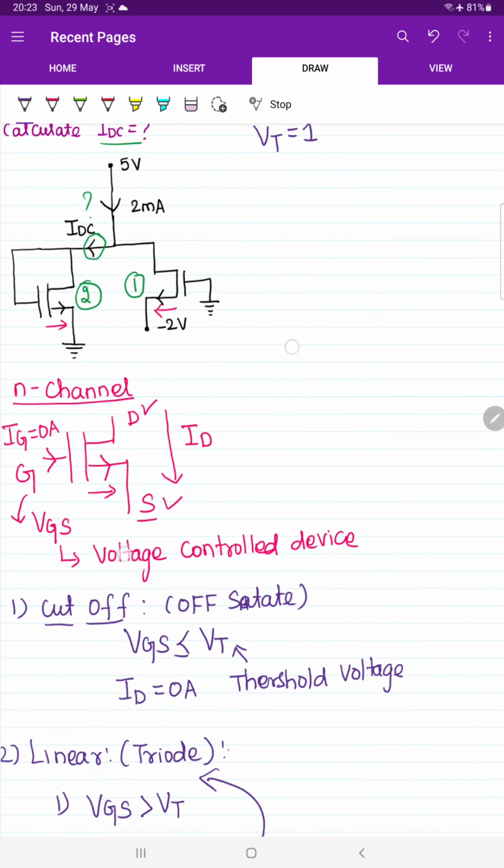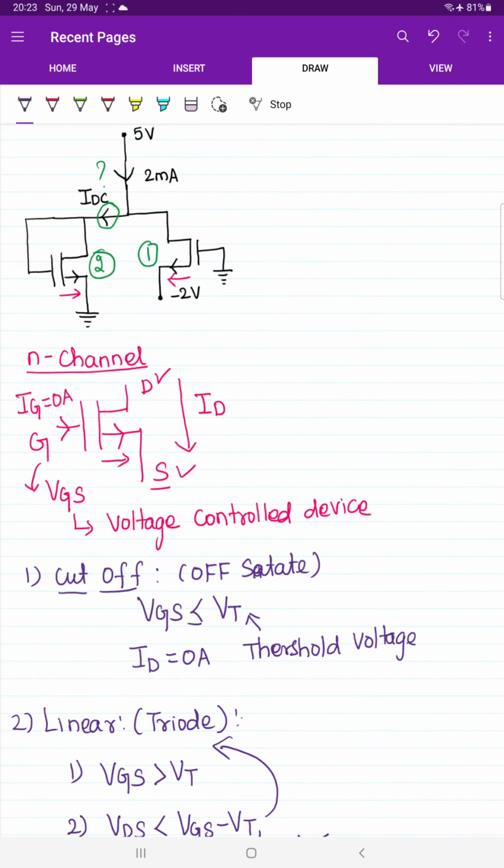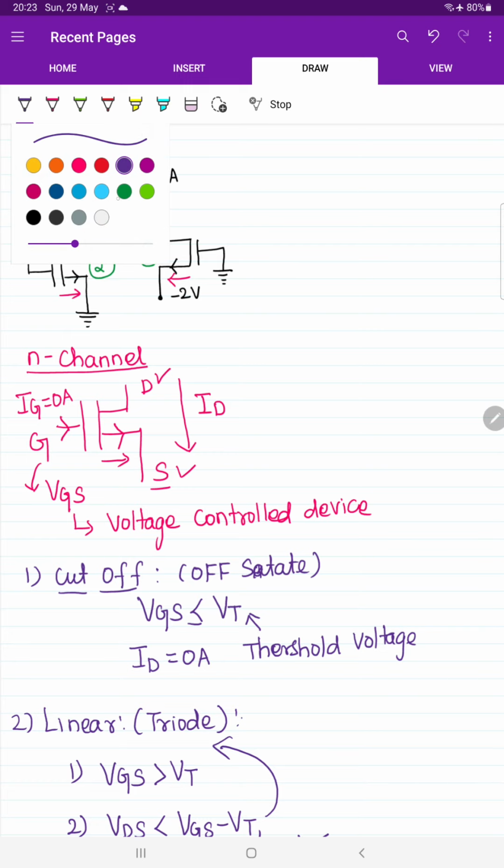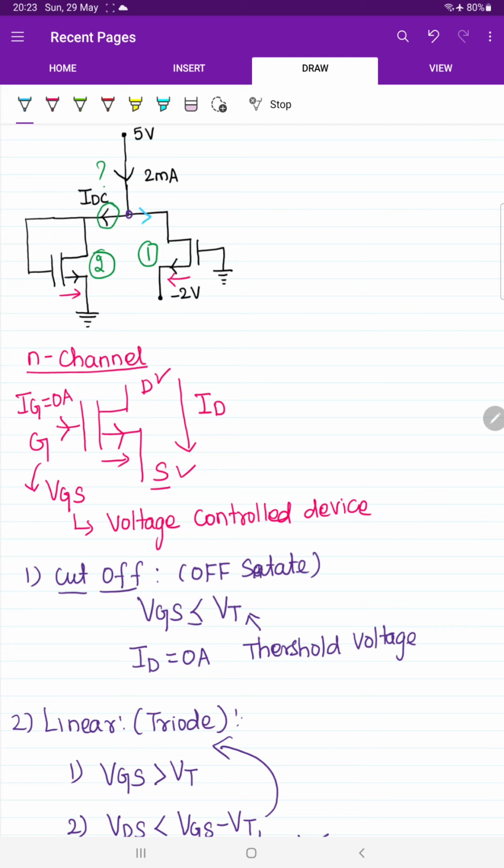Okay sir, now how to solve this question? See, the question is: what is the value of IDC? If you carefully observe this point, just apply KCL. If I apply KCL at this junction, according to Kirchhoff's Current Law, the algebraic sum of incoming current is zero. Let us take this current as IX, this current as IY, and here IDC is already there. According to Kirchhoff's Current Law, IX equals IY plus IDC.